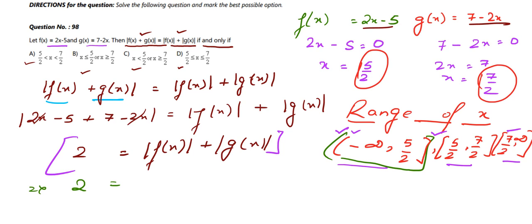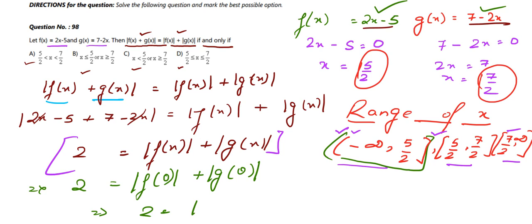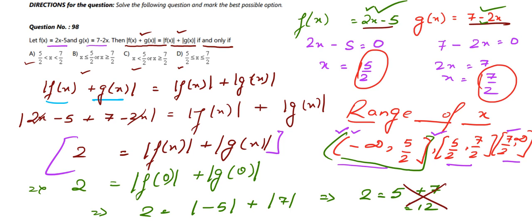So this will be 2 is equal to mod f of 0 plus mod g of 0. We put 0 in place of x here and here. So 2 is equal to mod of 2 into 0, which is 0, minus 5, so minus 5, plus g of 0, which is 7 minus 0, which is 7. So 2 equal to mod of minus 5, which is 5, plus 7, which is 12. So 2 is equal to 12, which is never possible. Hence this is wrong. Therefore our first range is not possible.